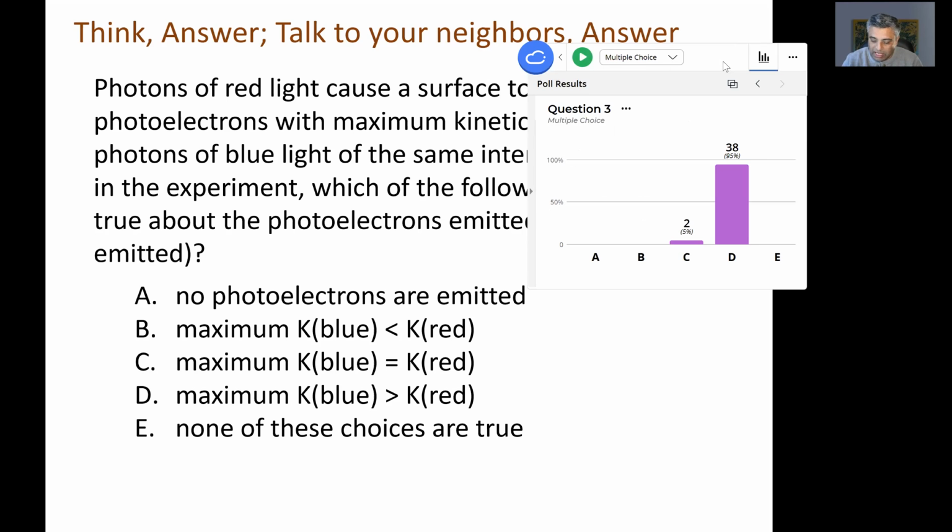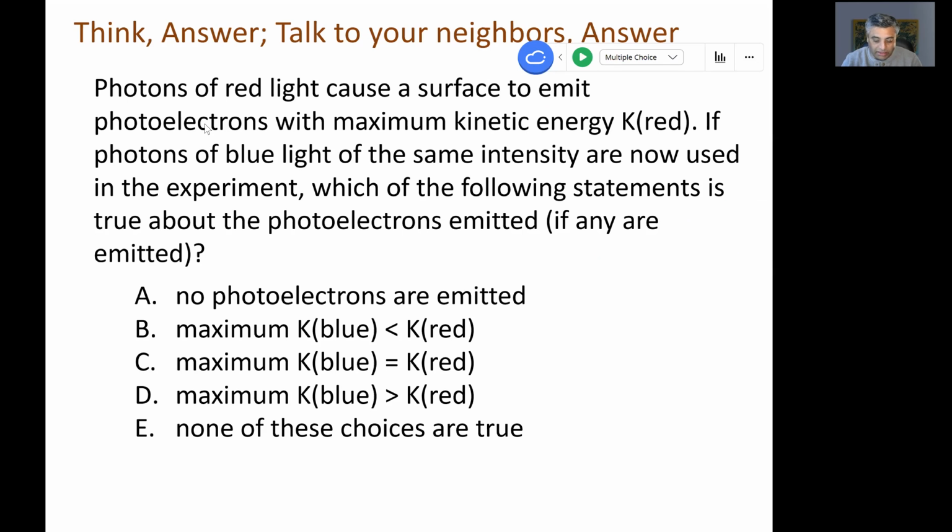Okay, let's see what we got here. So what does the question say here? Kinetic energy, KE max, is hf minus phi 0, right? Work function, binding energy. So for a given metal surface, this thing is constant. It's a constant for a surface.